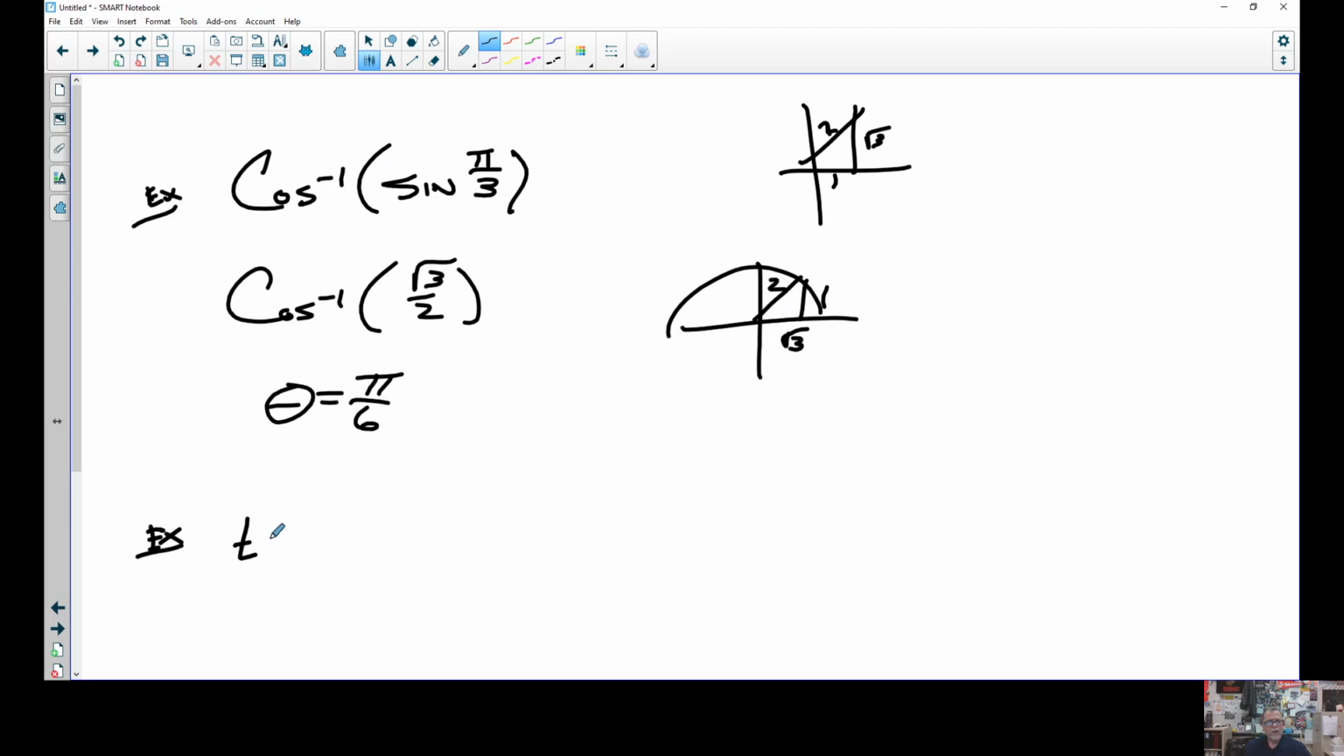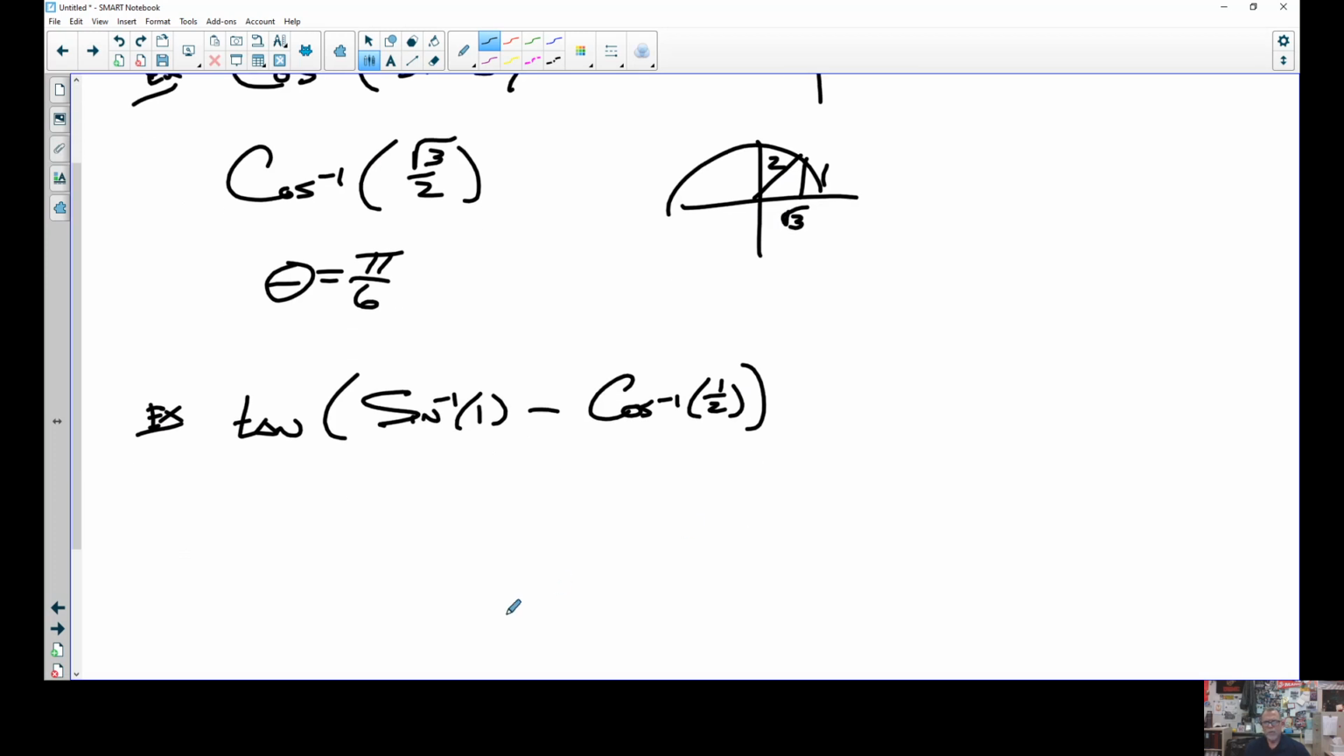Get started. We're going to have tangent of sine inverse 1 minus cosine inverse 1/2. These are both principal values on the inside. So we got to start on the inside. This is going to be equal to tangent of the angle whose sine is 1. Well, sine is the y value, and we have to be between here and here. So where is sine positive? Here to here, and it's 1 up here. So that is at pi over 2.